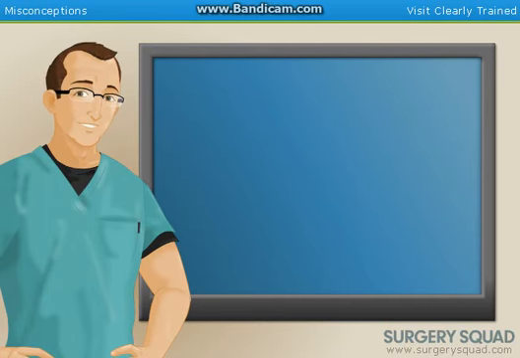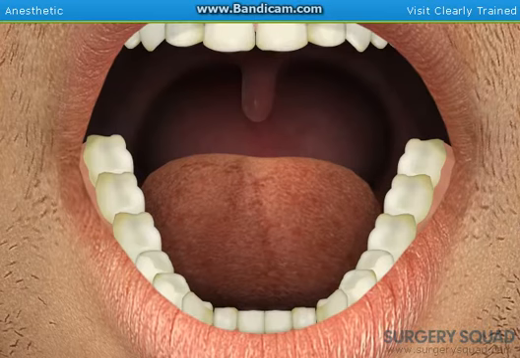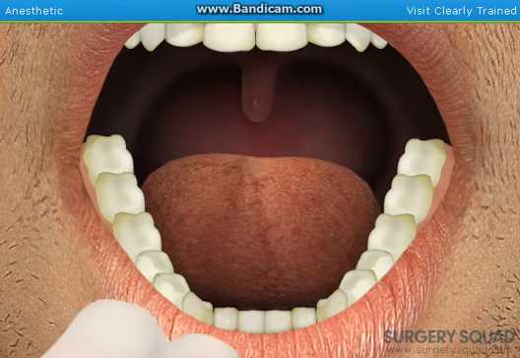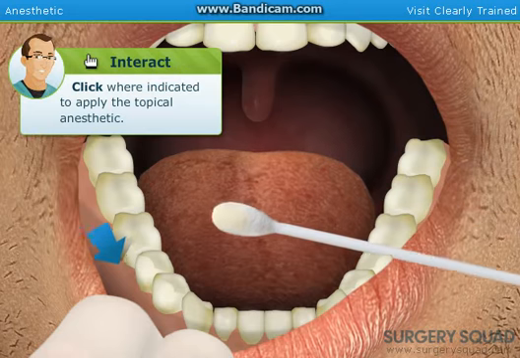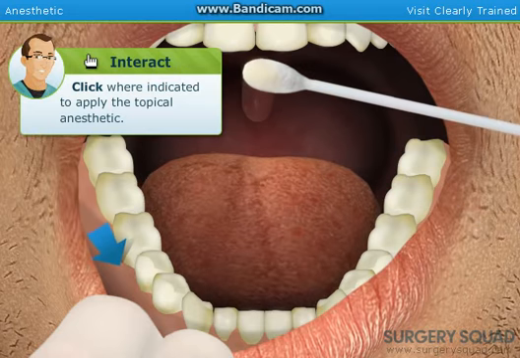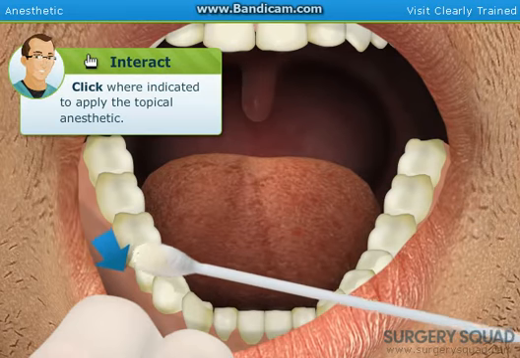Let's move on. In an effort to make our patient as comfortable as possible, we need to inject a local anesthetic into their gum line. But first, apply a topical numbing gel to the injection site. This will help reduce any discomfort the needle may cause.